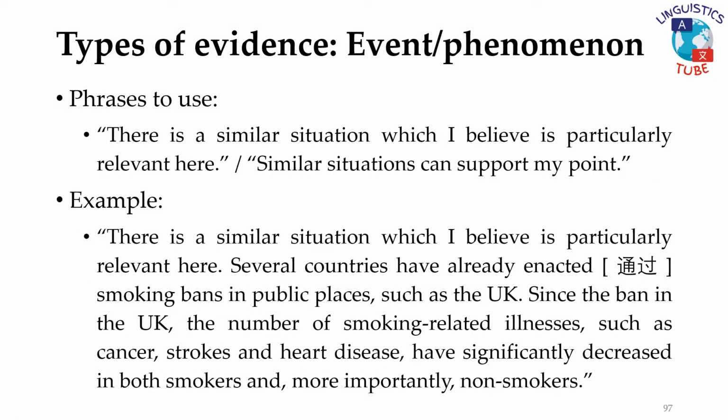For the next type of evidence, you can use any event or phenomenon that your reader will be familiar with, either current or historical, or local, national, or international. Your topic and argument will determine what event is the most relevant. For this topic, I have chosen an international event from recent history. I will read it now. By the way, you can start this type of evidence with phrases like, "There is a similar situation which I believe is particularly relevant here," and "Similar situations can support my point."